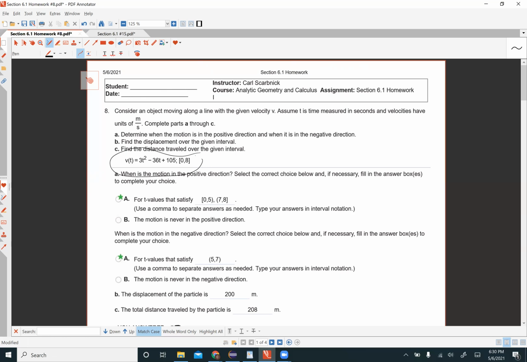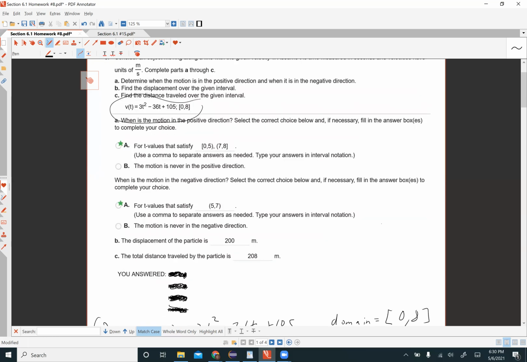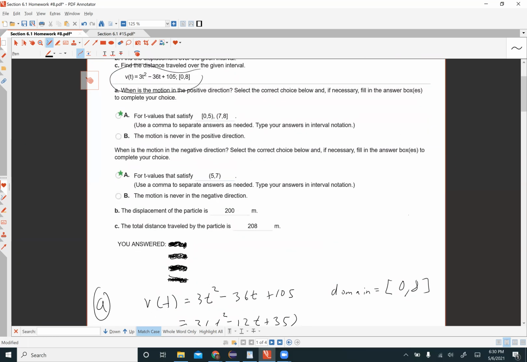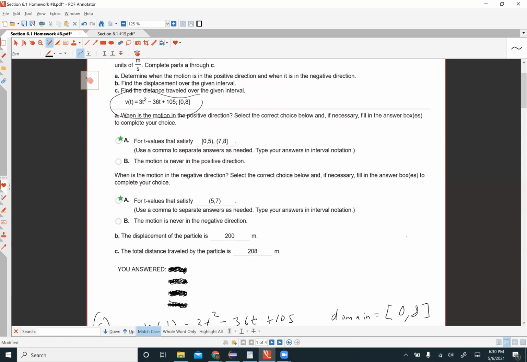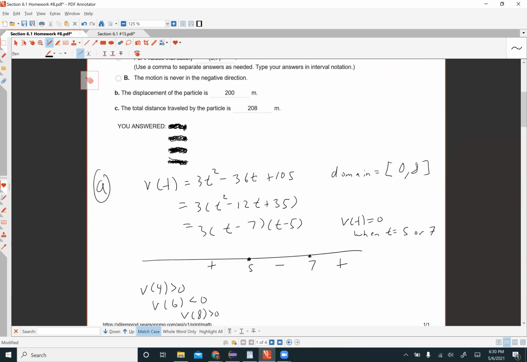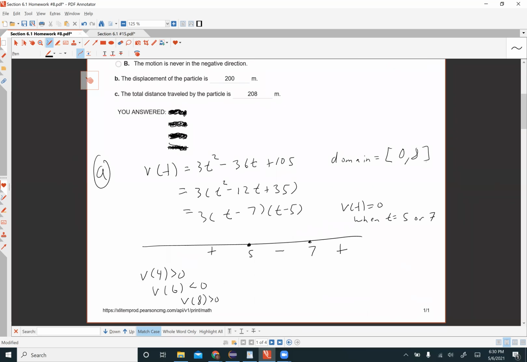So in that interval 0 to 8, there are times where the velocity is positive, and times where the velocity is negative. The first part is to find where the velocity is positive and negative. So I just factor, and then we use our friend. The velocity is t minus 7 times t minus 5 times 3. So we know that the velocity is 0 at 5 or 7.